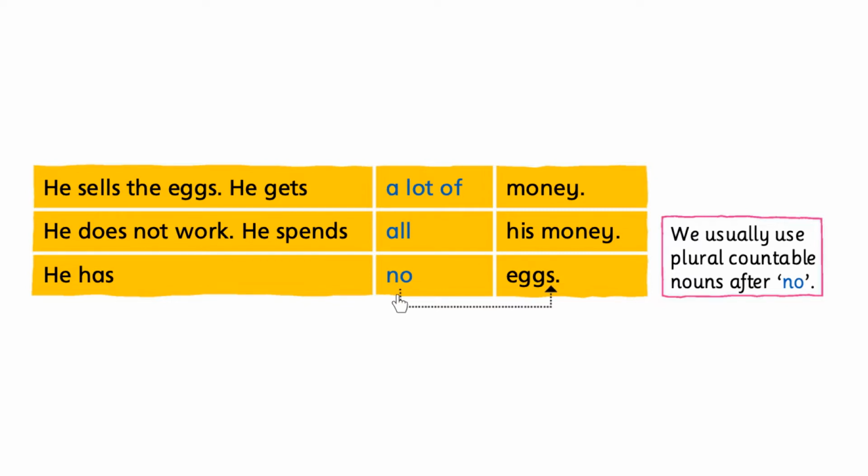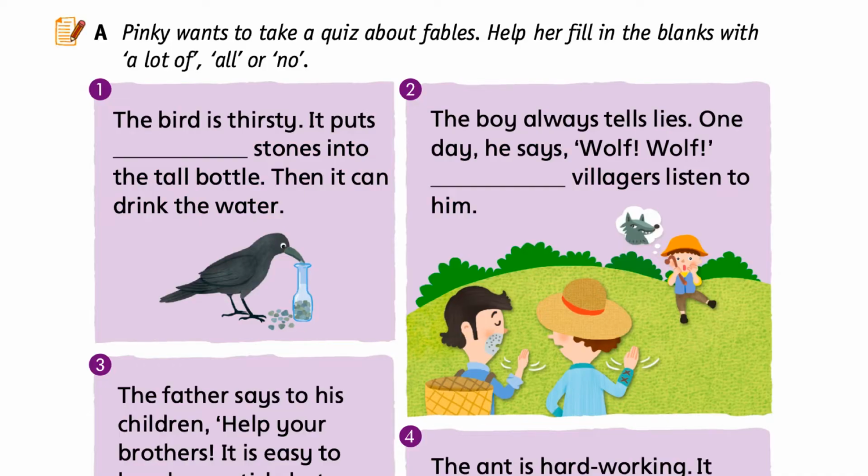Pay attention to the word no here and the noun after it. We usually use plural countable nouns after no. Now, let's look at the grammar tasks. Part A.